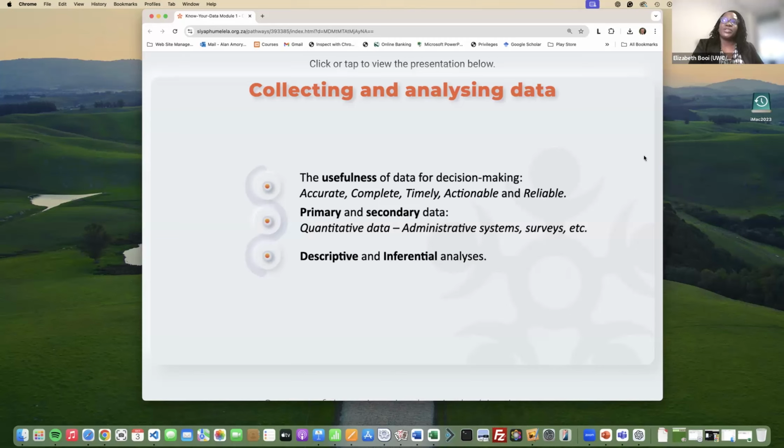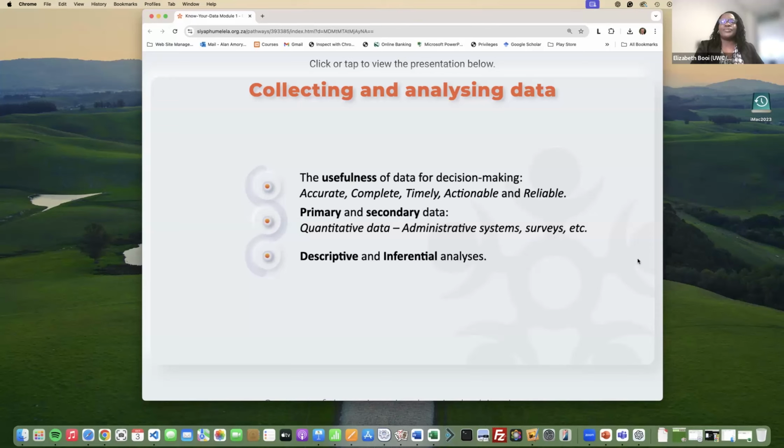You need to also make sure that your data is complete, accurate, timely, as well as actionable and reliable. And those different types of data that you need to collect, usually we classify them into two. We do have other data sources or data types that you can also bring into the mix, but here we're going to be talking mostly about the primary and the secondary data.